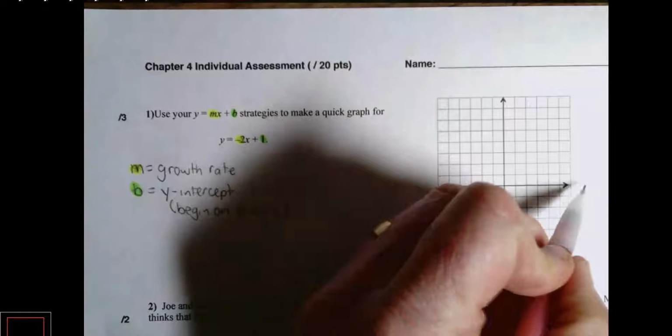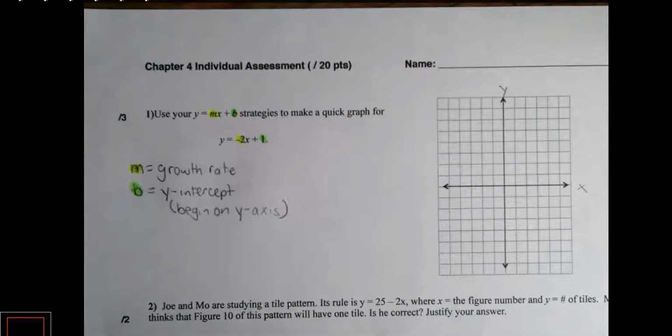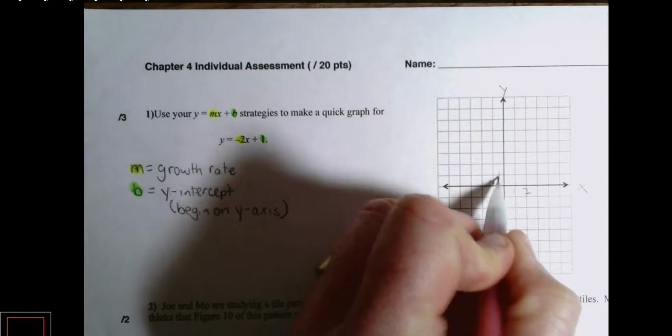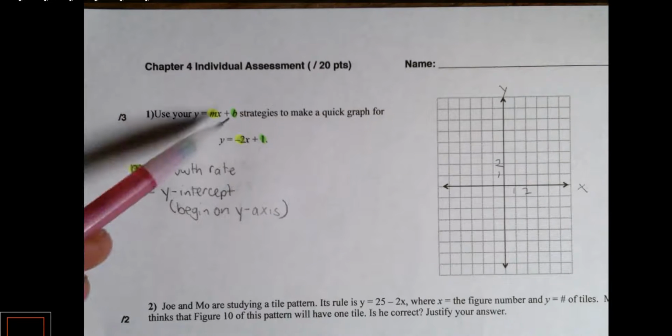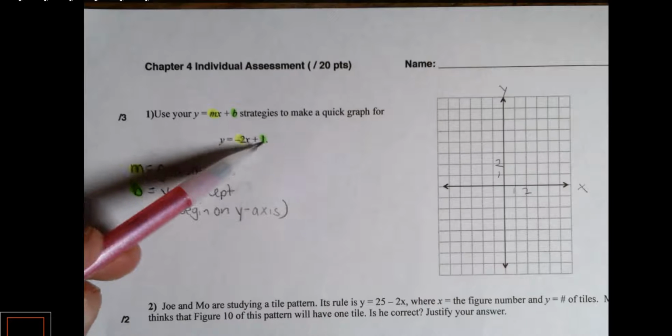So on my graph, here's my x-axis and here's my y-axis. I'm just going to go by ones, so I'll make this 1, 2, 1, 2. Okay, that way it's just kind of clear. Each tick mark is 1. So if the green is B, right, that's where I start my graph on the y-axis at 1.